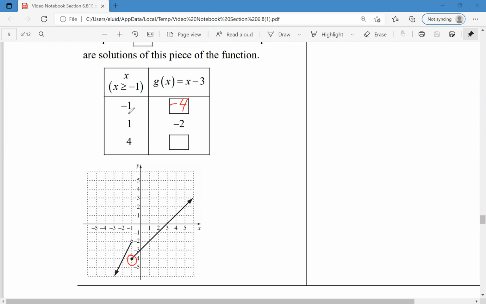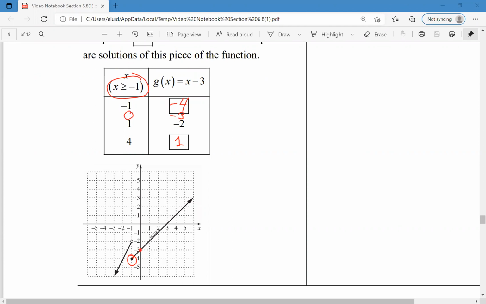Here are some other points. I might have chosen 0 as well. 0 minus 3 is -3. So the numbers that they chose are kind of arbitrary. You can choose any numbers as long as they fit into that inequality. So -1, 0, 1, 2, 3, 4, 5, etc. Okay, so 1 minus 3 is -2. 4 is another one that works. 4 minus 3 is 1. So you could highlight where those points would go.